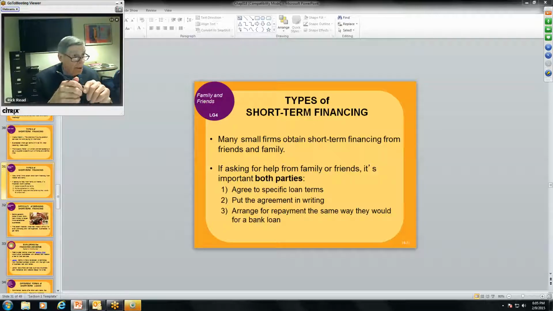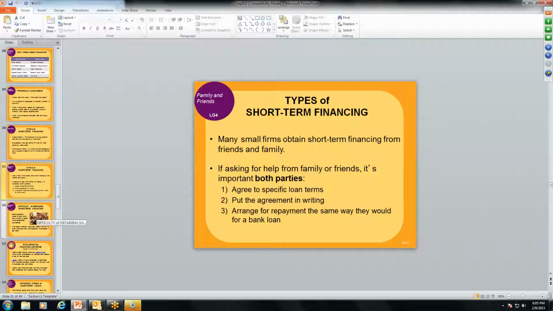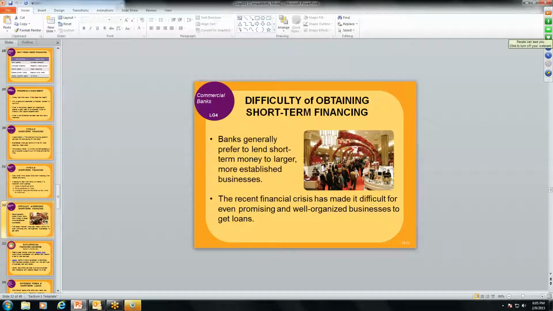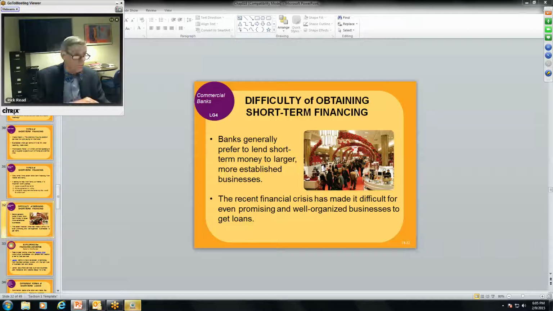And notice what it says here, just like you would do with a bank. So the bank tells you, okay, we're going to loan you this amount of money. That's how you have to pay it back. Same way if you do it with family and friends. And by the way, if you decide to borrow from family and friends, that's the only way it should be done, because that'll protect relationships and keep bad blood from flowing around. Things we just don't need.